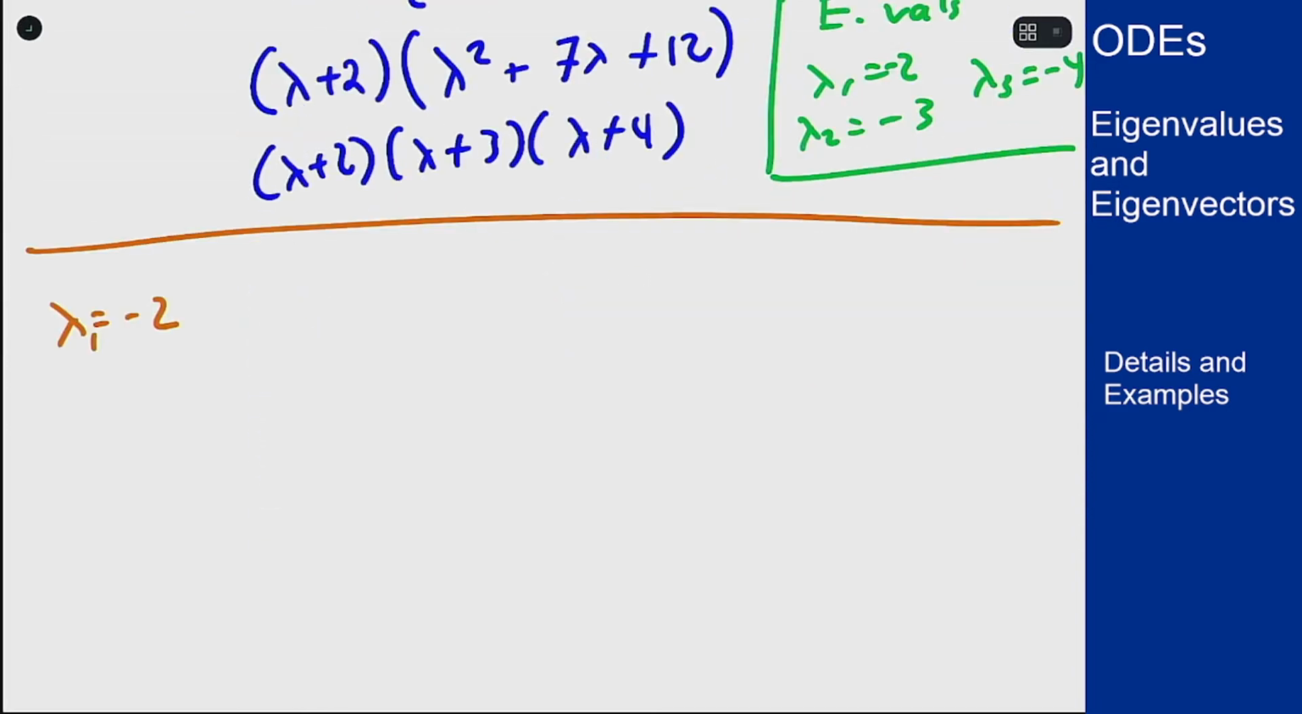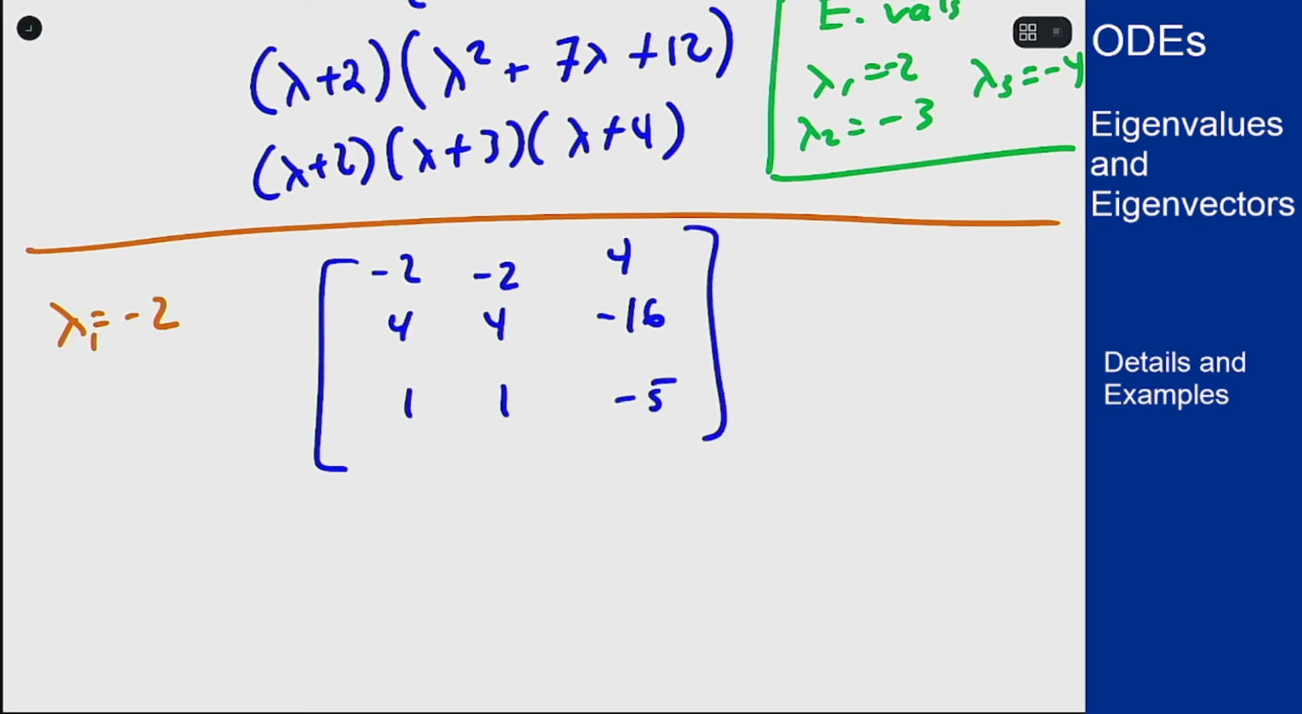So the first eigenvalue, lambda 1 is -2. We go back to the matrix at the beginning, and we're going to add 2 along the diagonal. And if we do that, we get the following matrix: -2, -2, 4, 4, 4, -16, 1, 1, -5. Now I could do some row swapping here, or based on what I see, I'm going to divide the first row by -2 and the second row by 4.